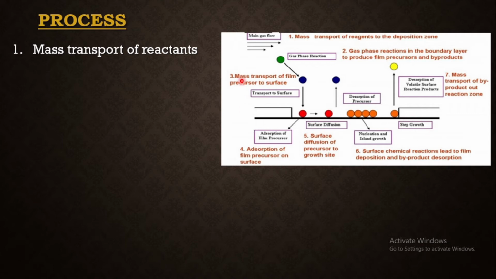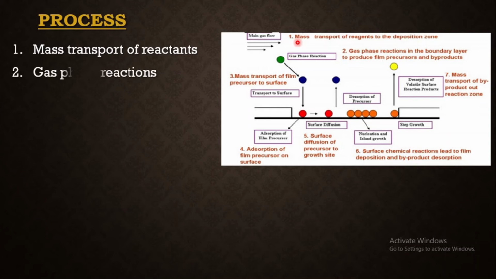So here I have considered only the structure within the reaction chamber. The inlet will be from the left side and the outlet will be from the right side. So the first procedure is the transport of reactants into the reaction chamber. So that is point number 1.